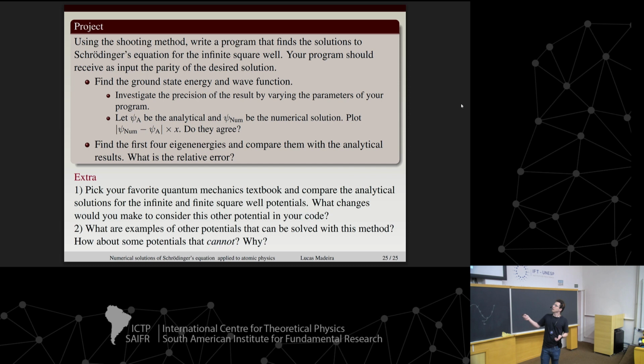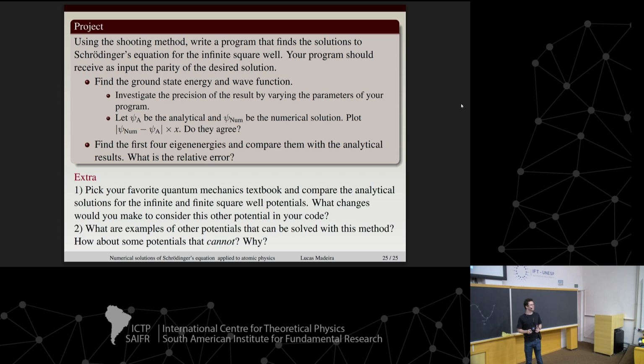First thing, let's work with the ground state. So find the ground state energy and the wave function, okay? Then you can play a little bit with the parameters and see what it does to the precision of your results, okay? And you also know what the analytical solution is in this case. I ask you to do a figure, a graph of the difference between the numerical solution and the analytical one as a function of x. And I ask you, do these things agree? What's the error? Okay?